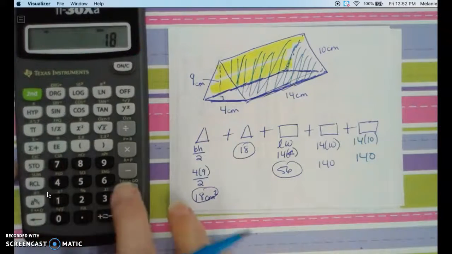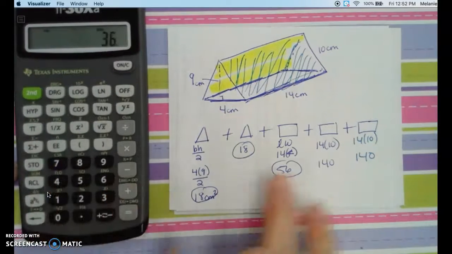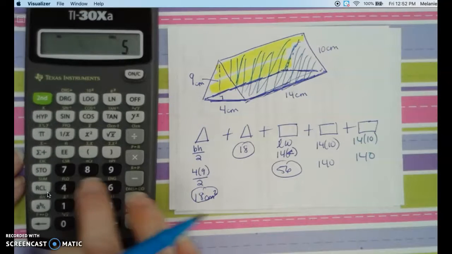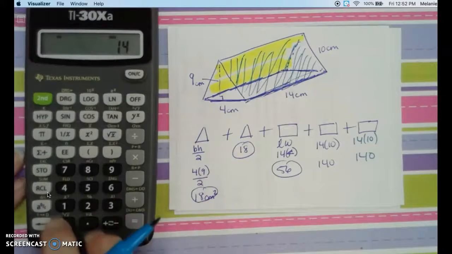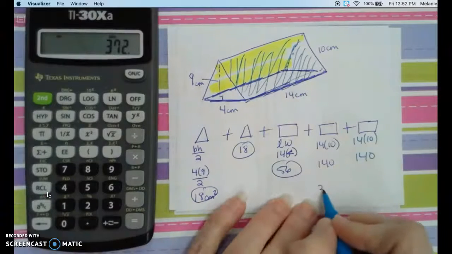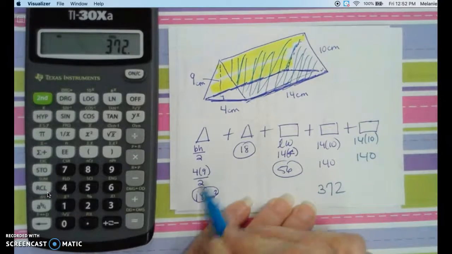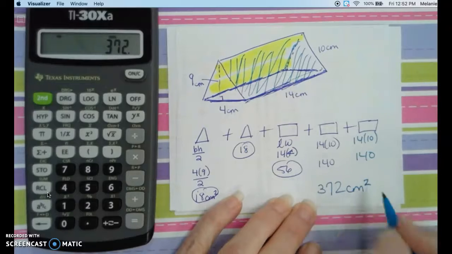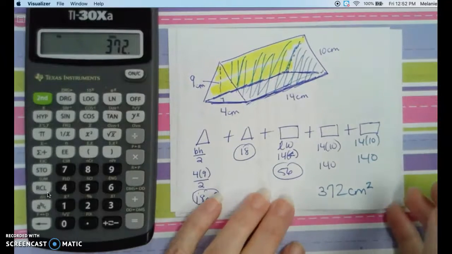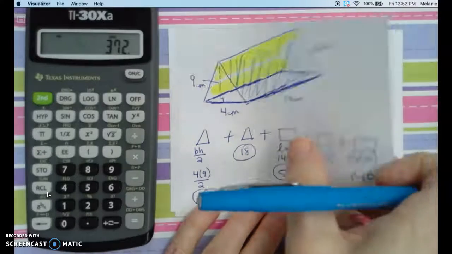So for surface area, all we need to do is add up all of these numbers. So we got 18 plus 56 plus 140 plus 140. So then we got 372. Now since each one of these is area, my unit of measure would be square centimeters. Okay, so let's try another one. Remember, we've got two triangles.